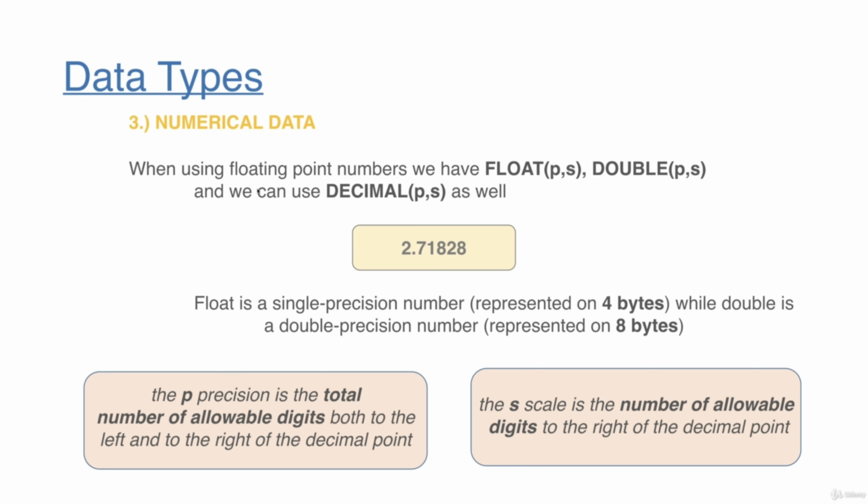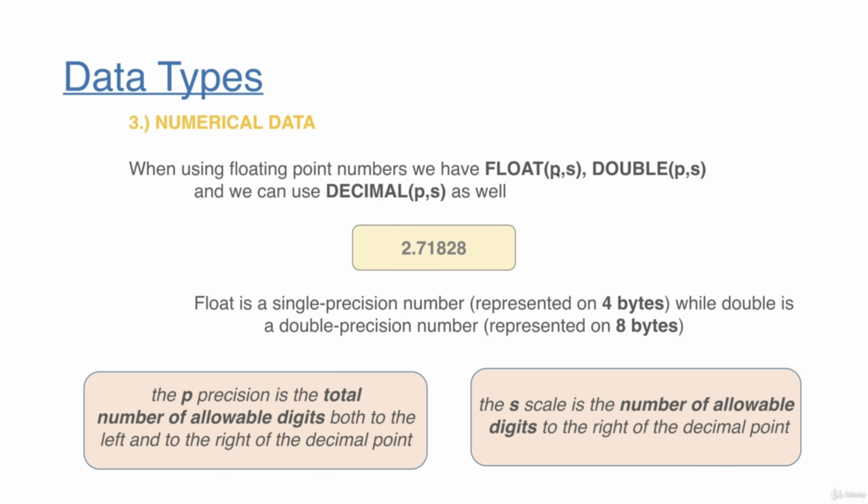Okay, what about floating point numbers? So what if we would like to store values such as 2.71828 and so on? In these cases, we can use float, we can use double, or we can use decimal. The float or the floating point number is a single precision number represented on 4 bytes, while double is a double precision number represented on 8 bytes.